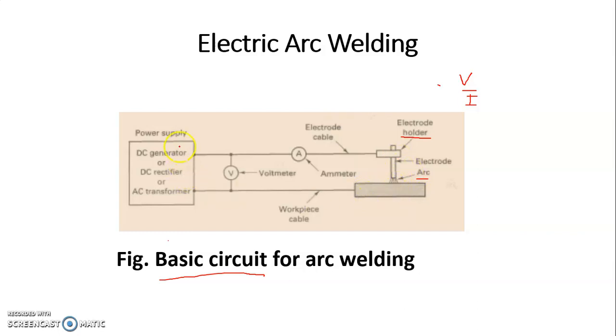If we give the power supply, with the help of calculating the power as V into I, where V is voltage and I is current, then we give the power supply to the electrode so that the electrode is positive and the workpiece is negative. Between the positive and negative terminal, the arc is generated. With the help of this arc, we weld the material.